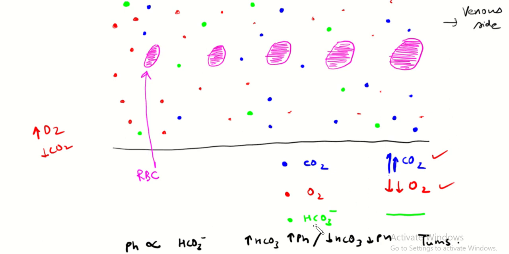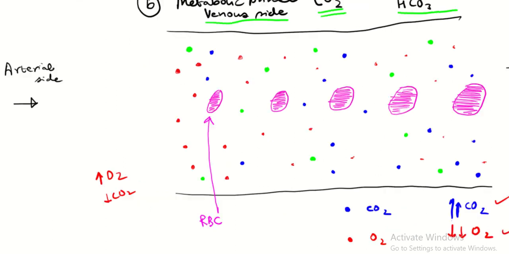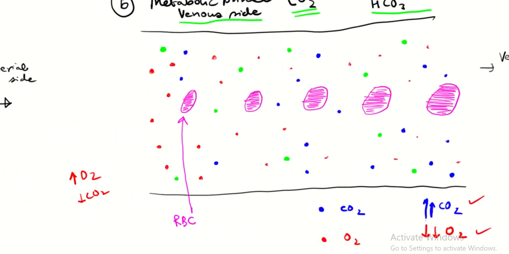And then in the green you have the bicarbs. You see the bicarbs are just floating around. There's no gradient really on the arterial and venous side. Okay? So that's how it's going.